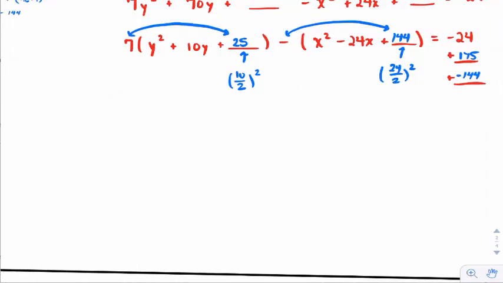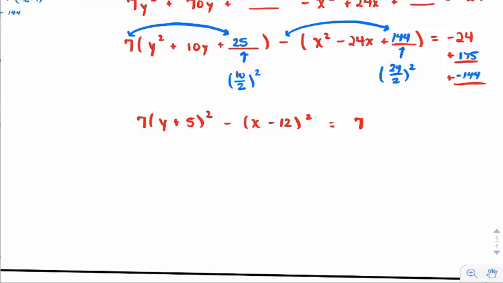So to keep going here, let's just wrap this up. I'm going to have 7 times y plus 5 squared, just factoring that perfect square, minus x minus 12 squared for my second perfect square. And on the right-hand side, we got to do a couple quick calculations, but we got 175. I'm going to take away 24, and I'm going to take away 144. And that's going to leave me with 7.